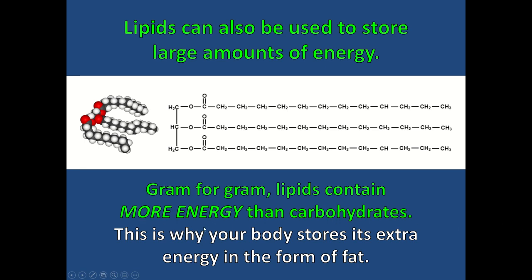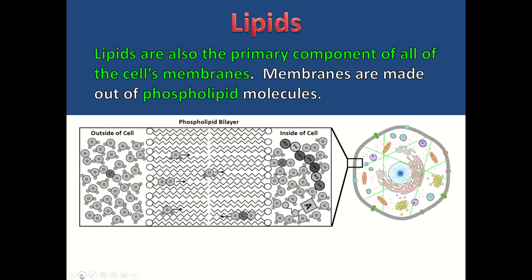When your body stores its energy, it will usually store it in the form of fat because that's kind of like a reserve that it can take little chunks of if it runs out of carbs. But carbs is the main energy source. The main function of these lipids and the reason we need them in our diet is because they are the primary component of all the cell's membranes.